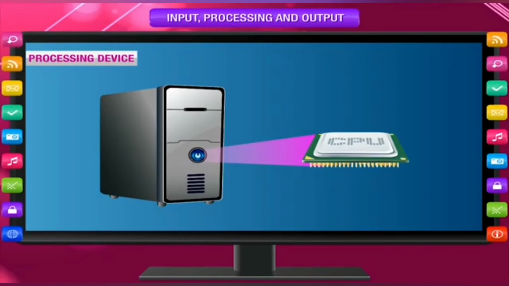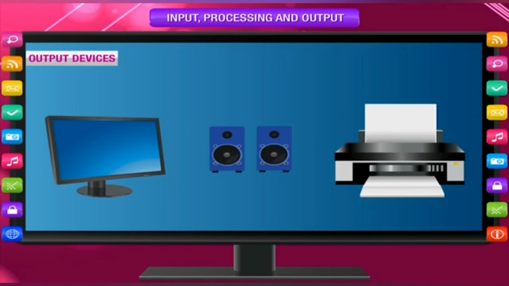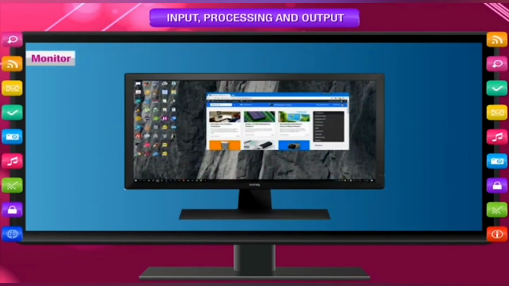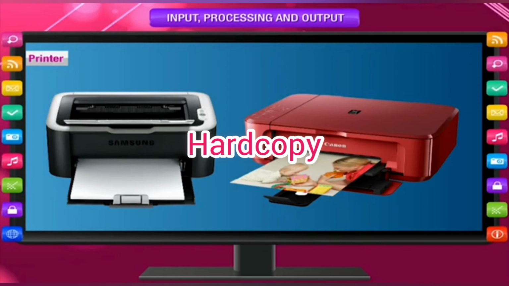CPU is the processing device. The result which we get after processing is known as output. Monitor, printer, speakers are used for output. The output displayed on the monitor is known as soft copy output, and the output displayed on the printer or paper is known as hard copy output.